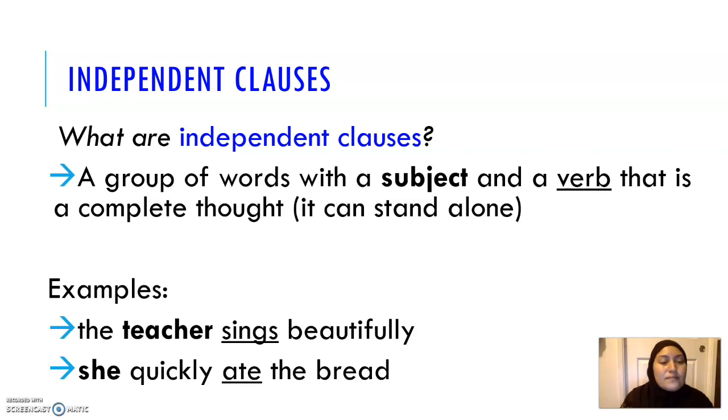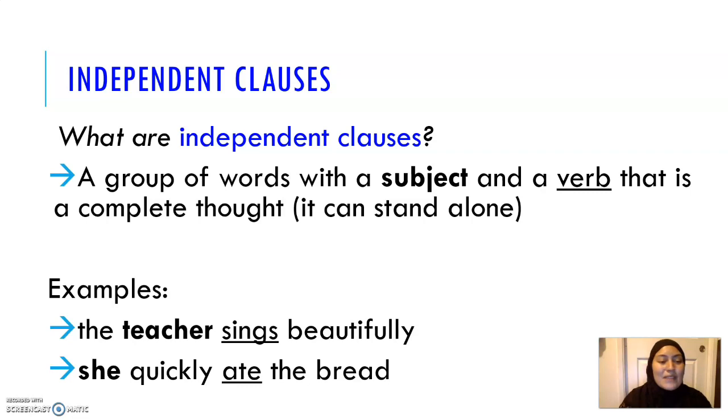For example, the teacher sings beautifully. We have the subject, which is teacher, and we have the verb that is sings, right? And let's look at it all together. The teacher sings beautifully. Is that a complete sentence? Yes, right? If we wrote that as a sentence, it would be perfect. There's a subject and there's a verb, and there's even an adverb, right?